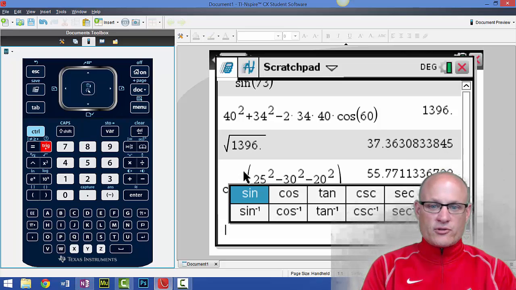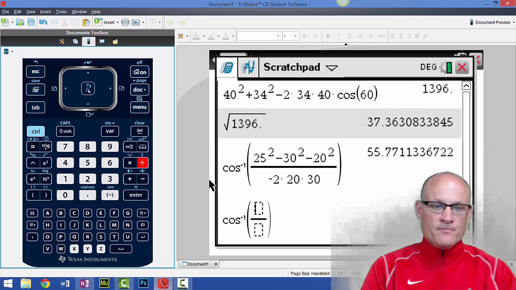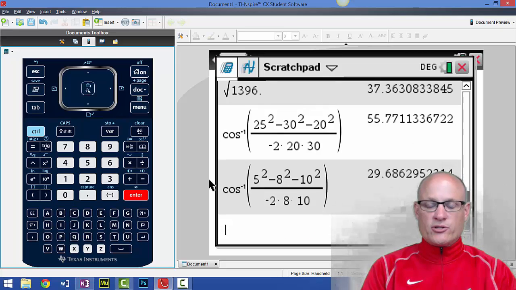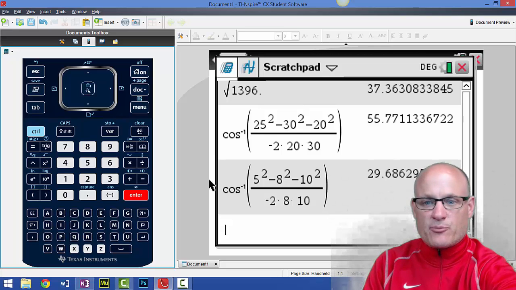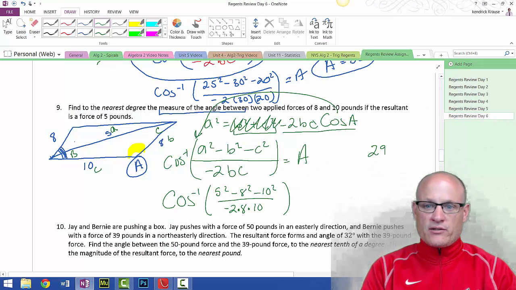So inverse cosine. Got to get a fraction. 5 squared minus 8 squared minus 10 squared all over negative 2 times 8 times 10. Enter. 29.686. All right, I had to do that before I forgot.